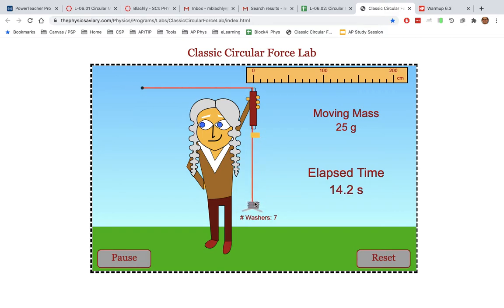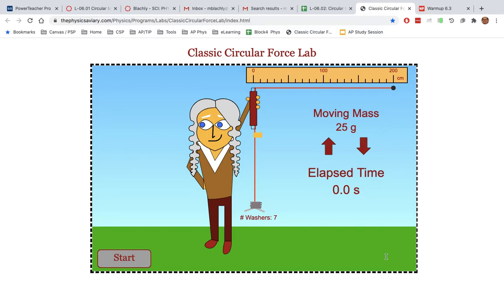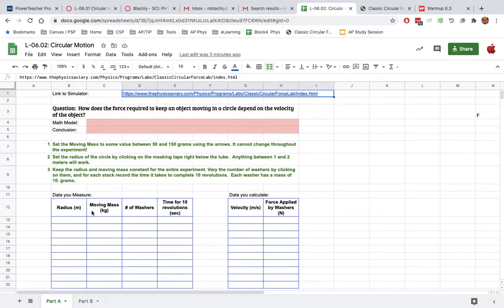So what we are going to do is investigate how the velocity of that little weight, the weight that's moving around and around, relates to the force that's pulling on it, okay? So in your spreadsheet, it's going to tell you what to do.